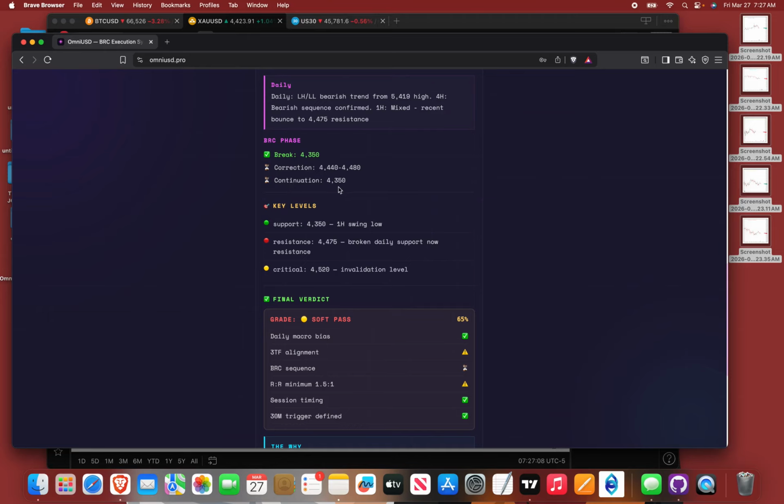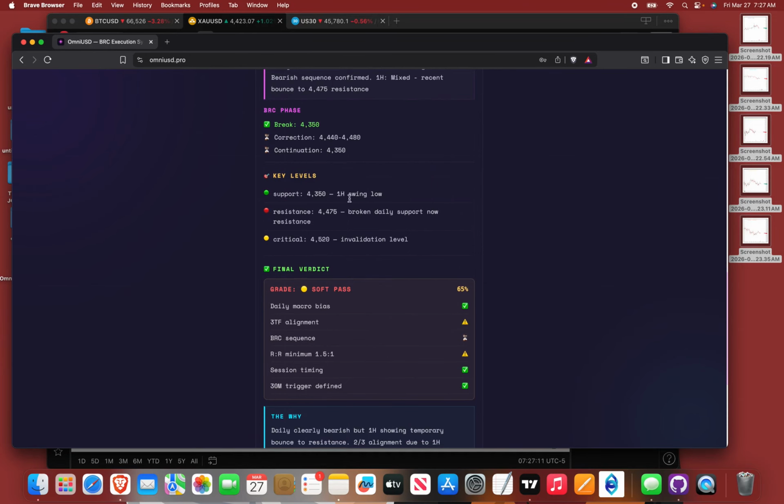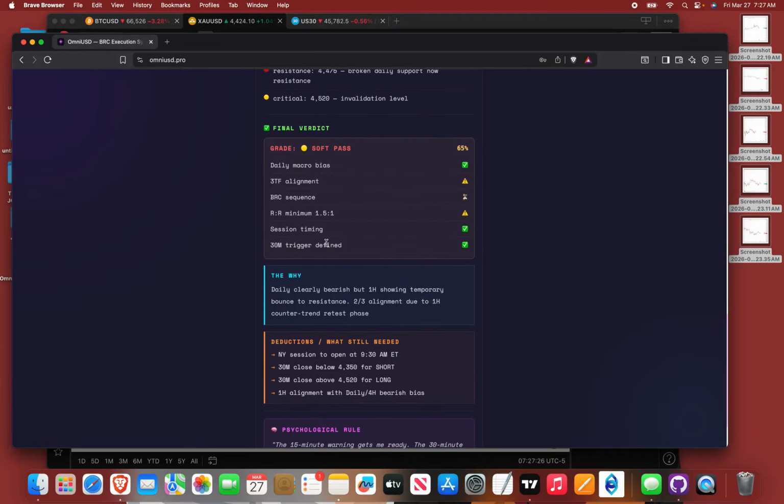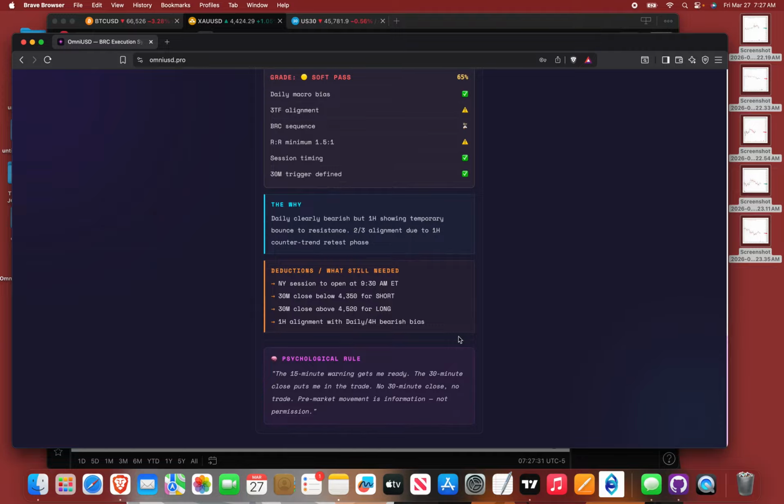Annual continuation is 43.50. And key levels are right here. And it's telling you right here, daily micro bias, check. Three time alignment, well, not yet, but it's coming. PRC sequence is coming. And it gives you a risk to reward ratio, which is decent. Session timing, boom. And it tells you the why.